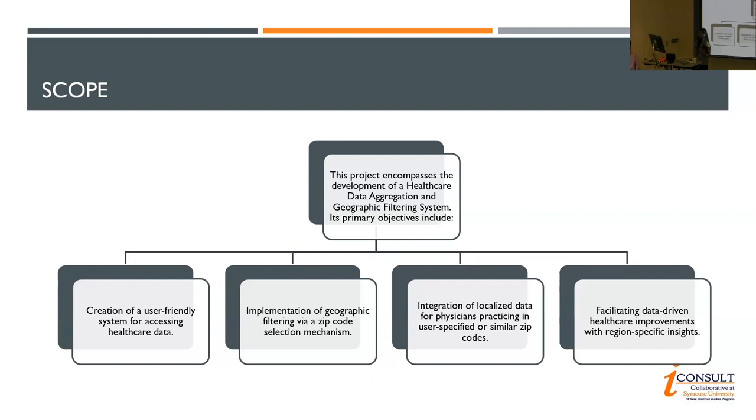Talking about what we specifically at iConsult do for Fairify. If you look at the scope of the project, my team helps Fairify in developing healthcare data aggregation and also a geographic filtering system. If I reduce this scope into high-level deliverables, we will help them in creating a user-friendly platform to access the healthcare data. Then we help them implement a geographic filtering system using a zip code mechanism. Whatever data we analyze, based on those insights, we help them implement their platform and make it better for the users. The in-depth details of all this work will be explained by the data scientist in my team.